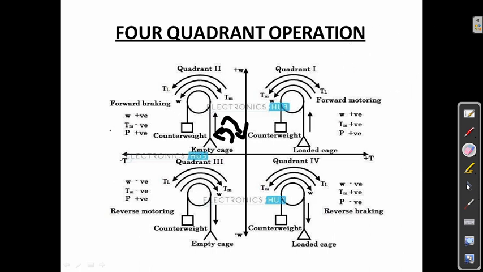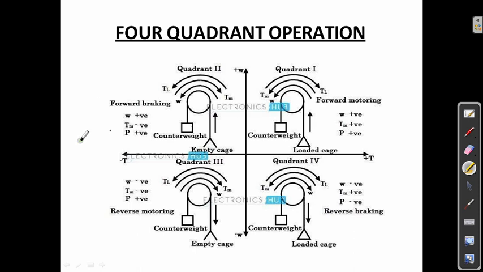Whereas in the second quadrant, the motor torque and speed are in opposite directions. What will happen here? For example, again we take a lift. If we want to stop that lift at the first floor or second floor, whatever it may be, that time we change the motor torque, and then it gets braking. Because of this, the motor torque is clockwise and the speed is anticlockwise. If both happen, the motor will be braking.